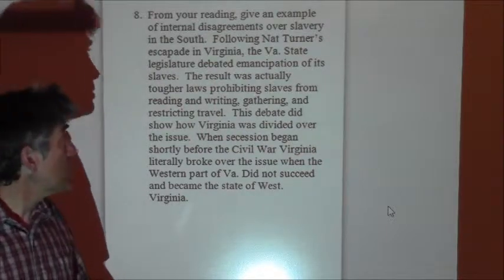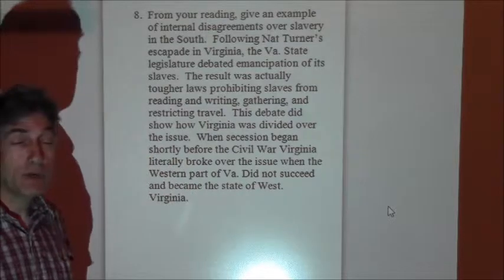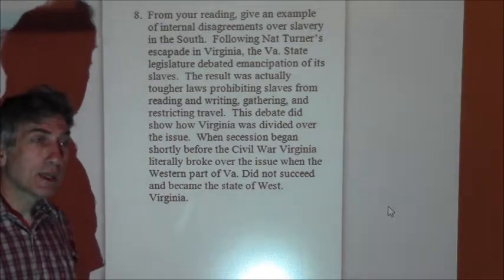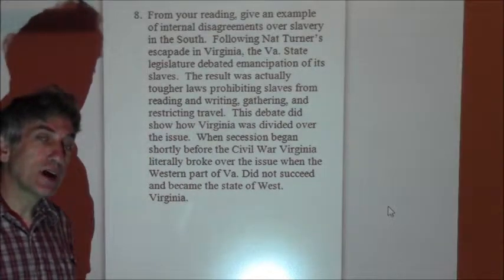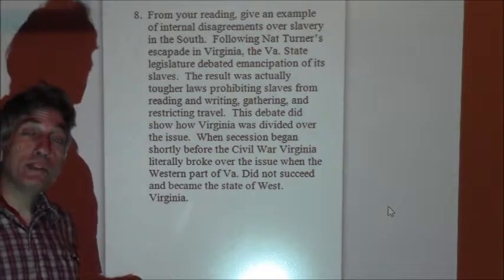The internal disagreement over slavery I just mentioned when we were talking about Nat Turner in Virginia. I'm not going to go through it again, but it just shows that the South was not entirely united in its opinion on slavery. And I'm going to leave that there.